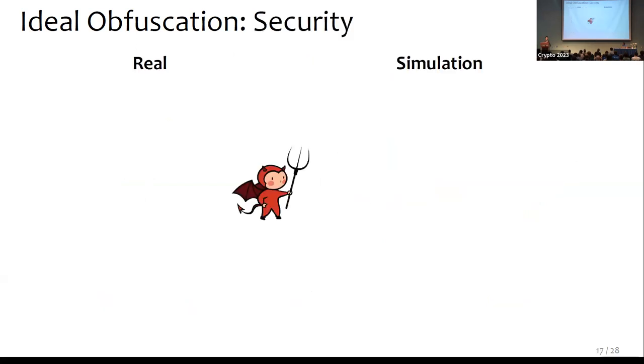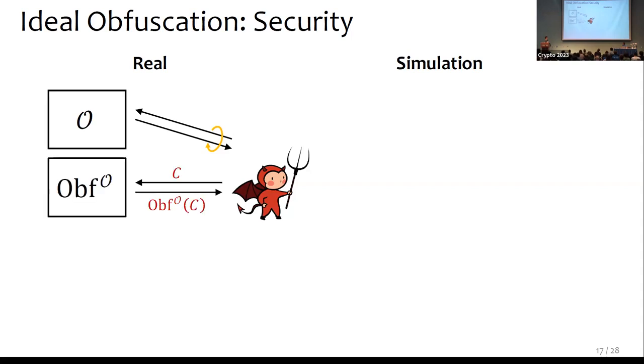And for security, we'll consider the real world and the simulation. In the real world, the adversary first interacts with this idealized model, and then it chooses a circuit, we obfuscate it, and return it to the adversary. And then the adversary can, again, interact with the idealized model.